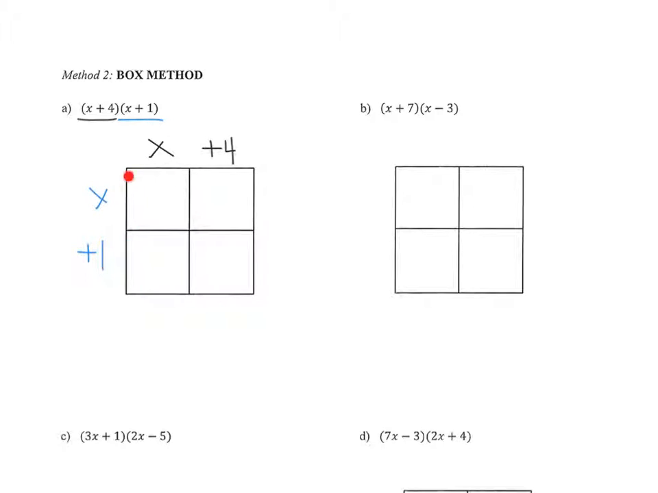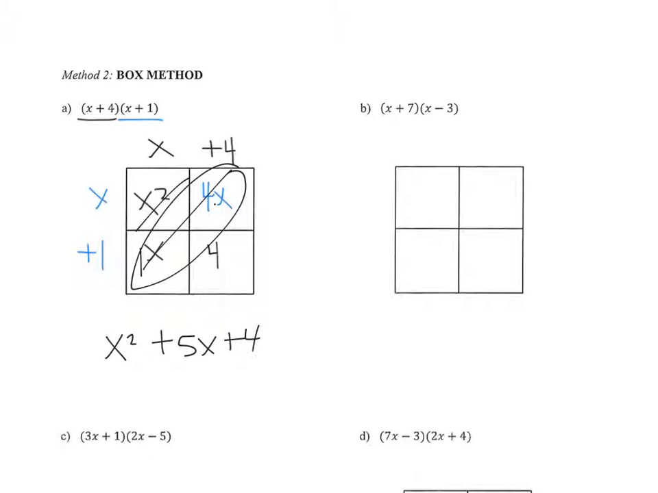Then what you do is you find the area of each box. So this box is going to be x squared. This box, you do x times 4 to get 4x. This box, you do x times 1 to get x. And this box, you do 4 times 1 to get 4. So in the end, you look at your box, only have one x squared term. 4x plus 1x is 5x, and then I have a plus 4.